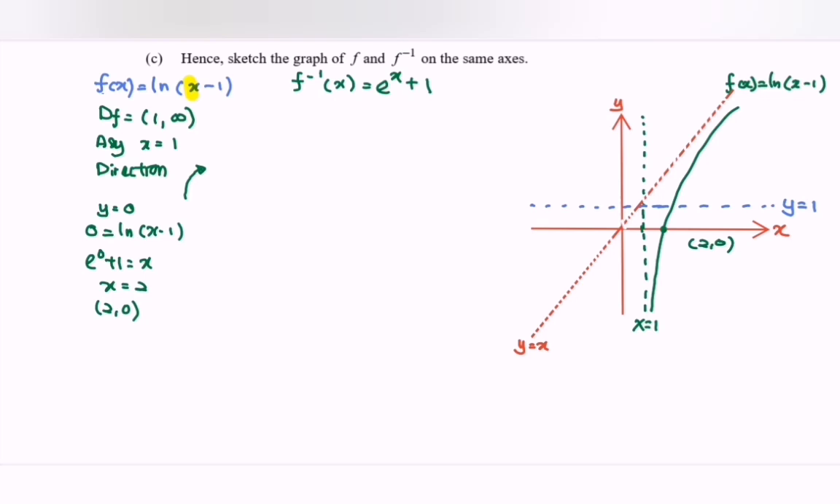Next, focus on the point. We have (2, 0). If we reflect, it becomes (0, 2). So the graph will be something like this. That is the f inverse, where f inverse equals exponent x plus 1.